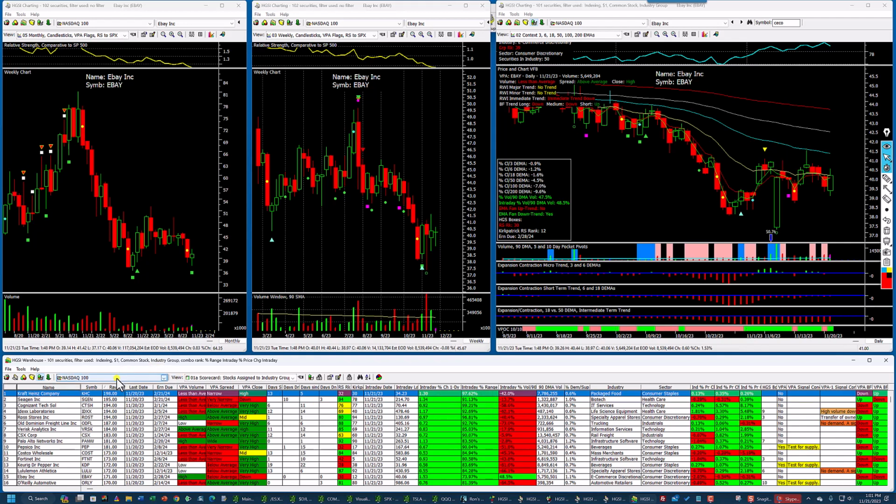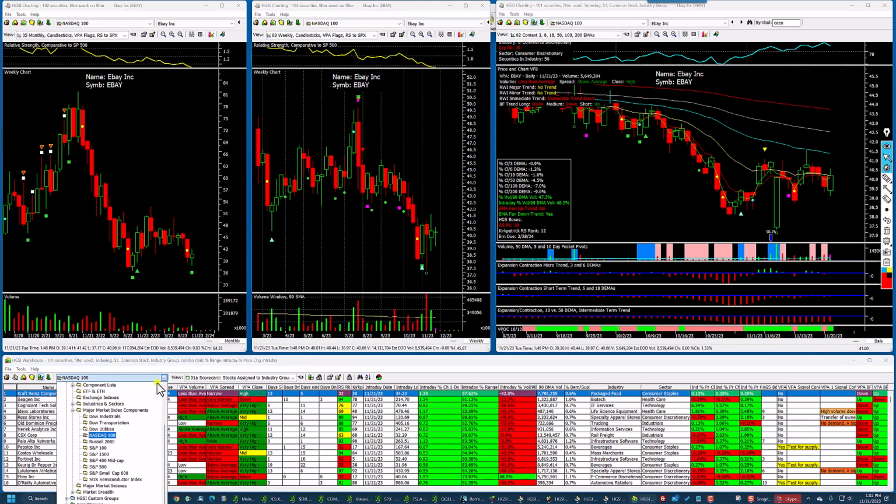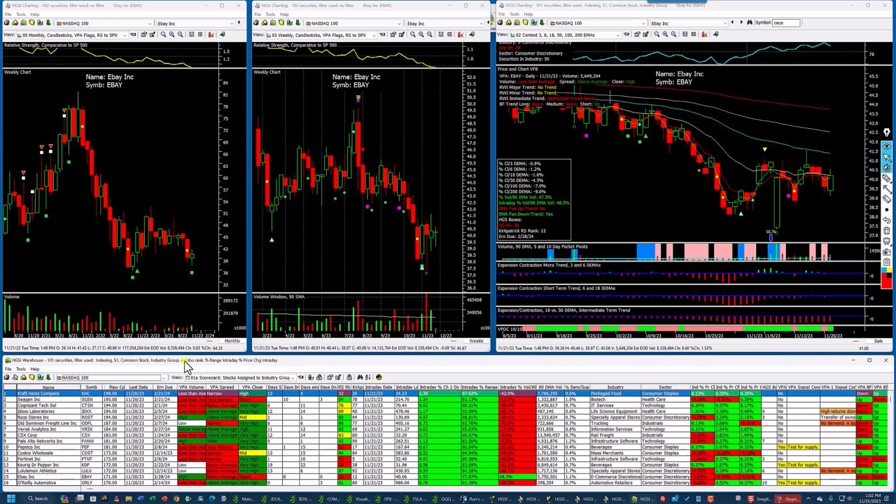Now I am in the NASDAQ 100 here. I did that purposely to eliminate cheap stocks because I just wanted to show you some more well-known stocks. If you look in the designer, you can see under the major market index components, you'll see the Dow, the transports, utilities, NASDAQ, Russell, and so on, all the S&P indexes and the SOX.